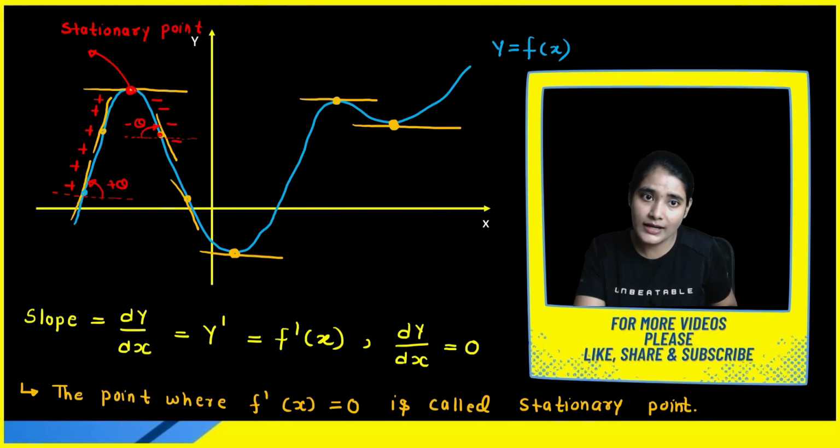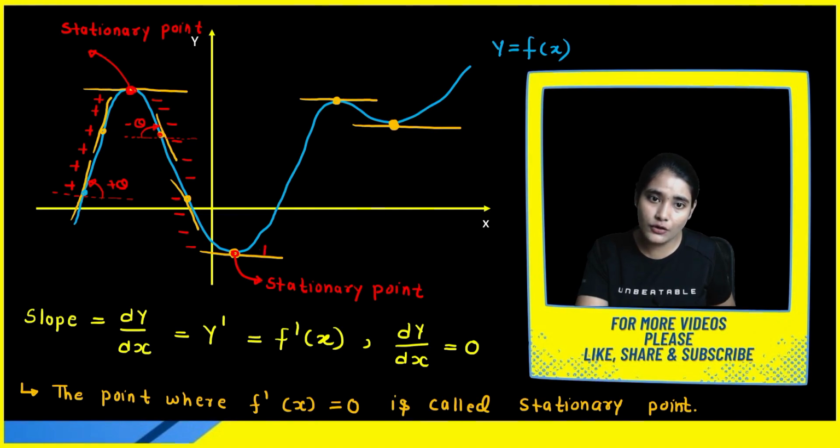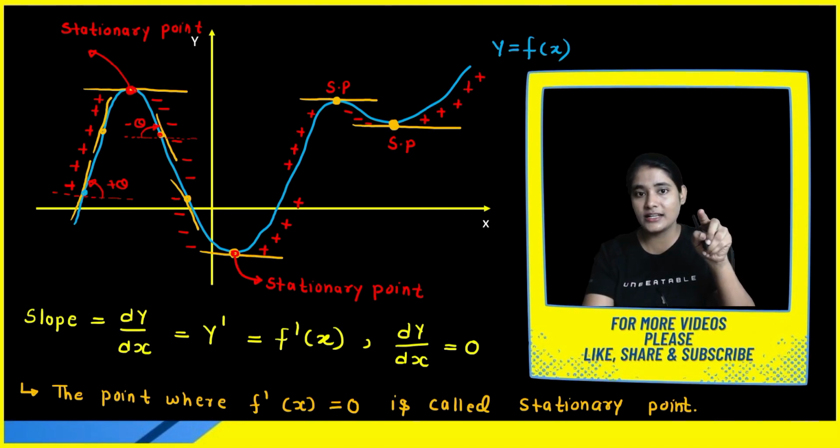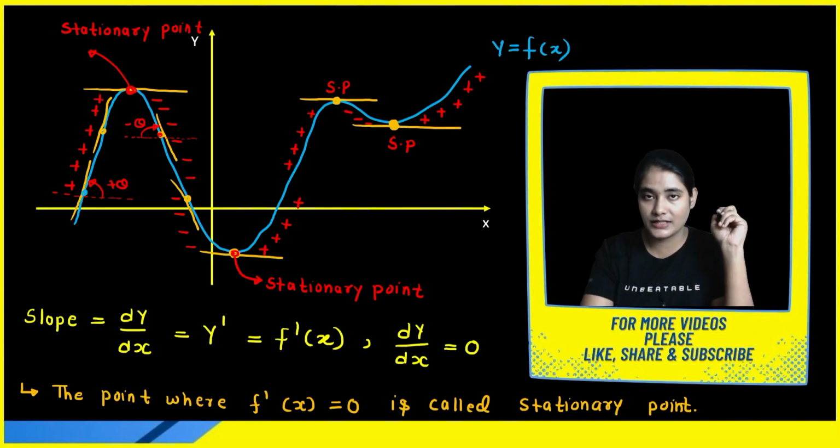Try to understand. You are getting negative slope. Okay, here also you are getting negative slope. Then again you are getting slope 0, so again you are getting one more stationary point. Then again your slope will become positive. So here also you are getting positive slope. Then again you are getting a stationary point. Then your slope is negative. Then again you are getting a stationary point. Then again your slope is positive. Okay, so this is the sign distribution throughout the graphical representation.